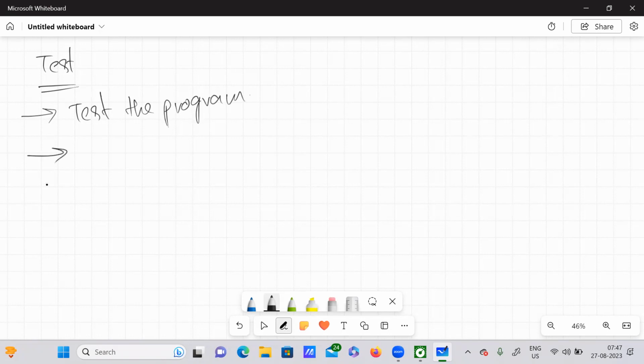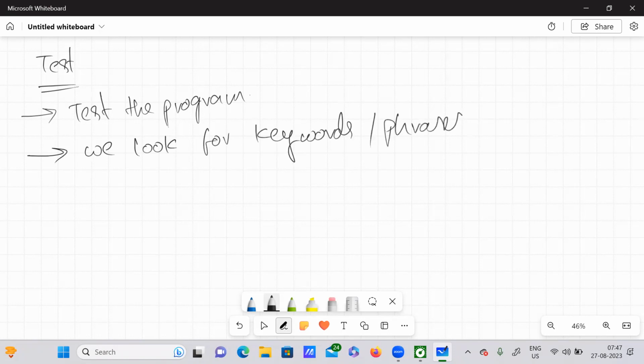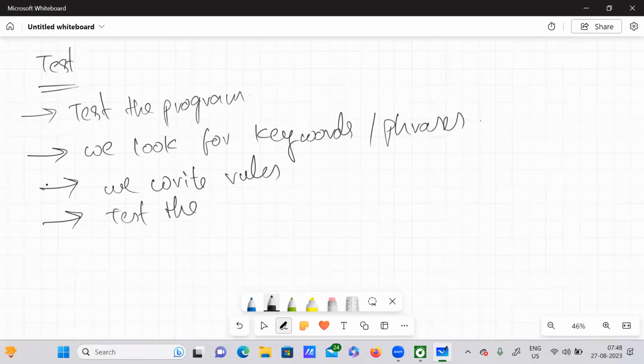And again, we look for the words, we look for keywords or phrases again. And again, we write rules. And again, we test the program. So we repeat this entire process again and again until it gets perfect, until it is good.